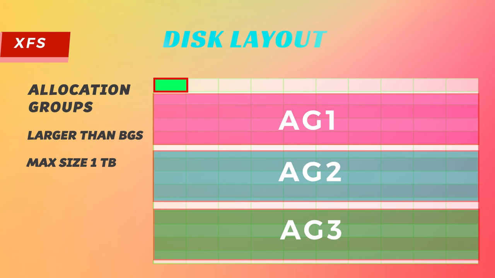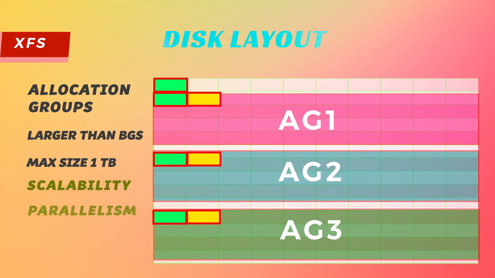The specialty here is that each allocation group manages its own inodes and free space separately. Each allocation group can almost be thought of as an individual file system that maintains its own space usage. This provides scalability and parallelism, so multiple threads and processes can perform I/O operations on the same file system simultaneously. Now, instead of using bitmaps to track free disk blocks, XFS uses B-trees, which are way more efficient.